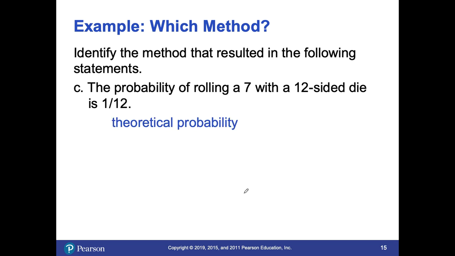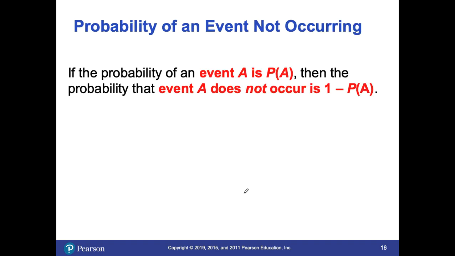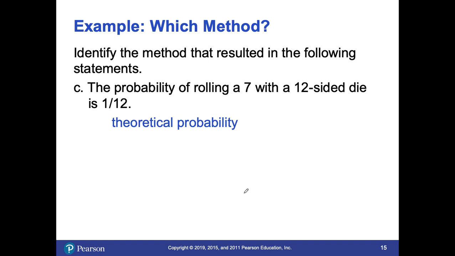And then finally, the probability of rolling a 7 with a 12-sided die is 1 out of 12. That would be theoretical probability, okay? The reason why that's theoretical is because you have a 12-sided die, you roll it, and obviously you have a 1 in 12 chance of getting any number. So 7 is just kind of a random number they picked. That's theoretical.